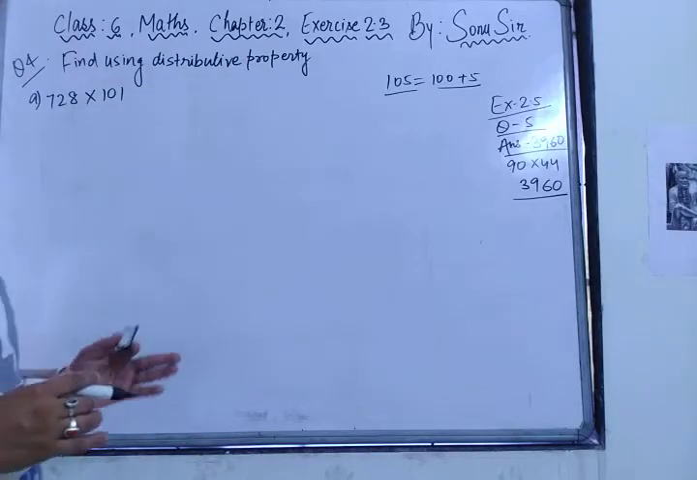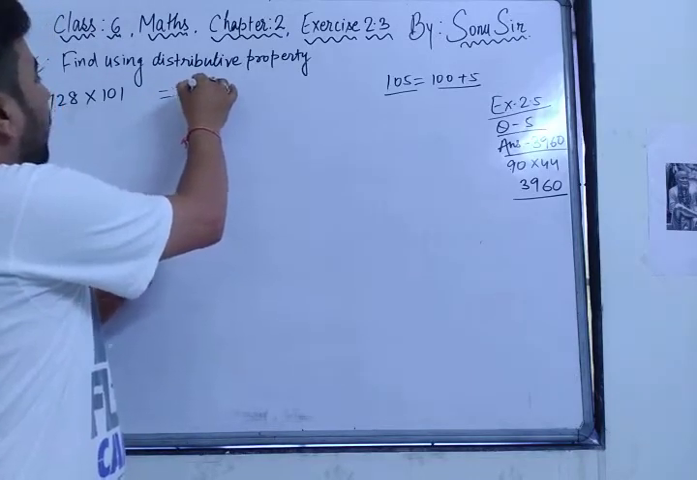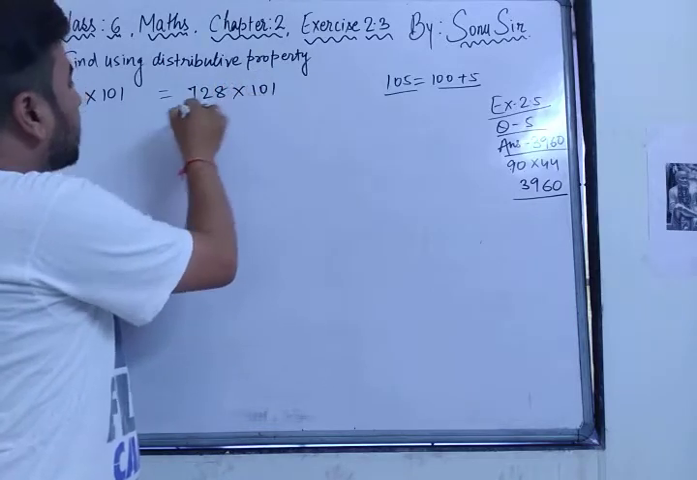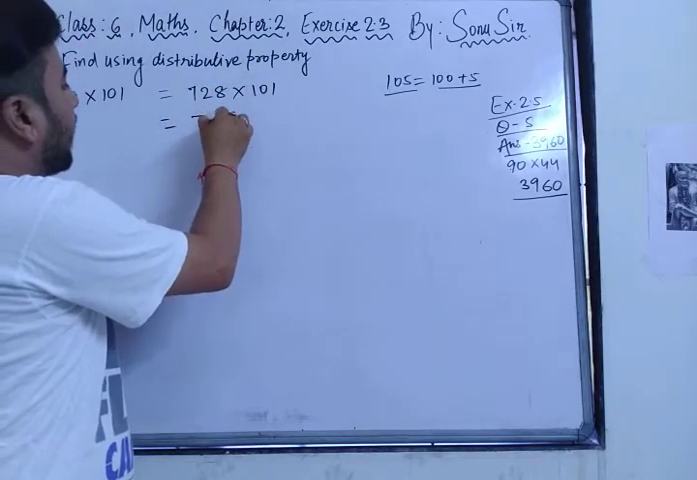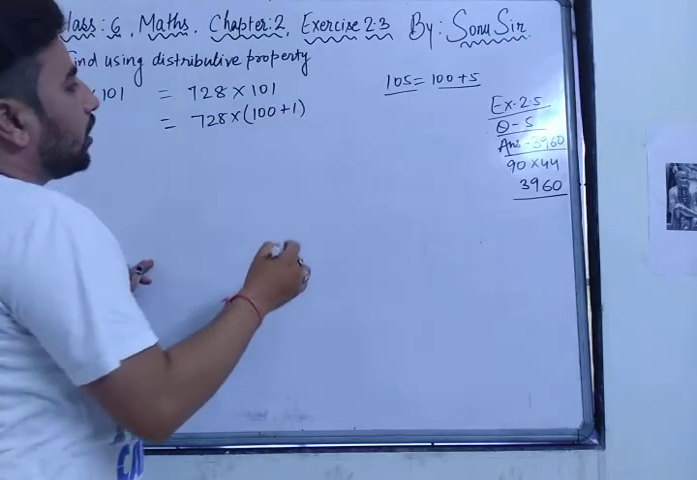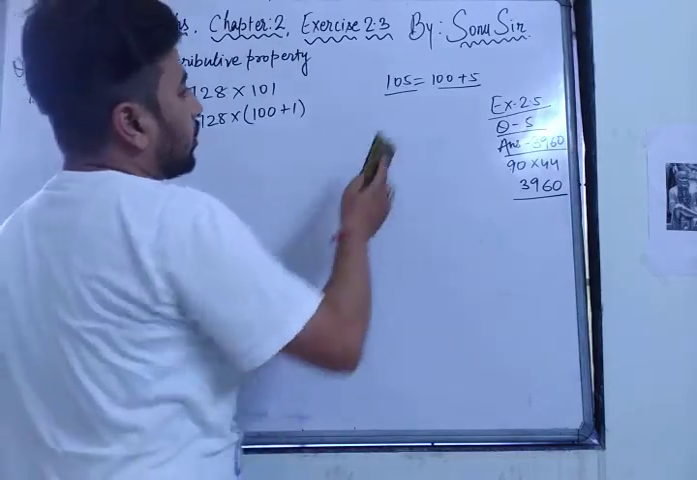So here you can see the question: 728 into 101. What will we write? First step, 728 into 101. Second step, 728 into, instead of 101, 100 plus 1, according to distributive property.